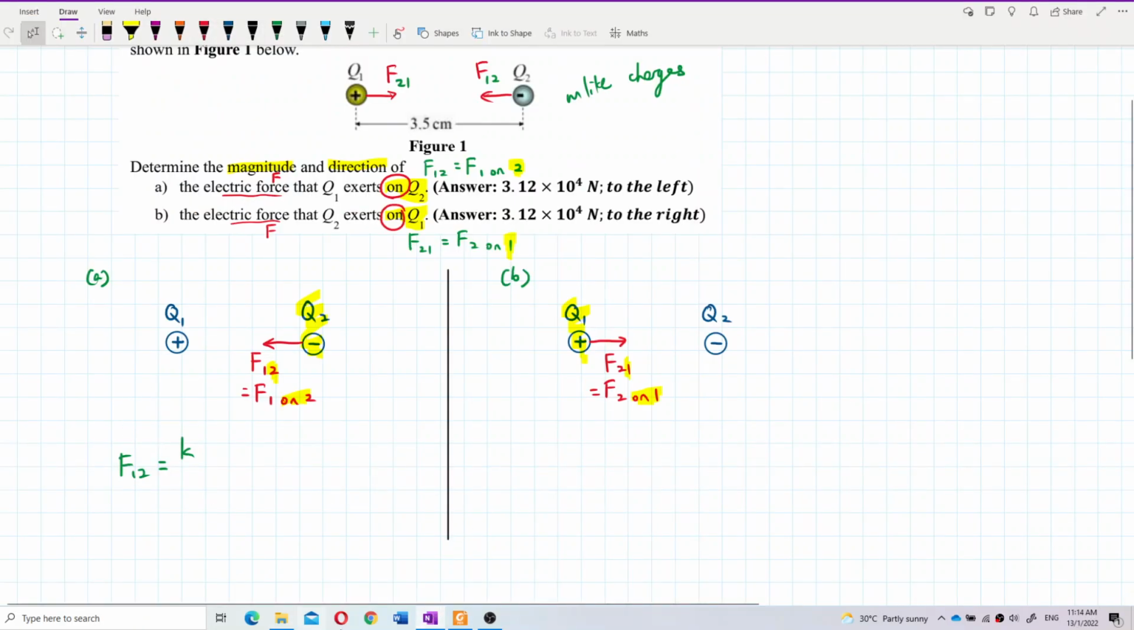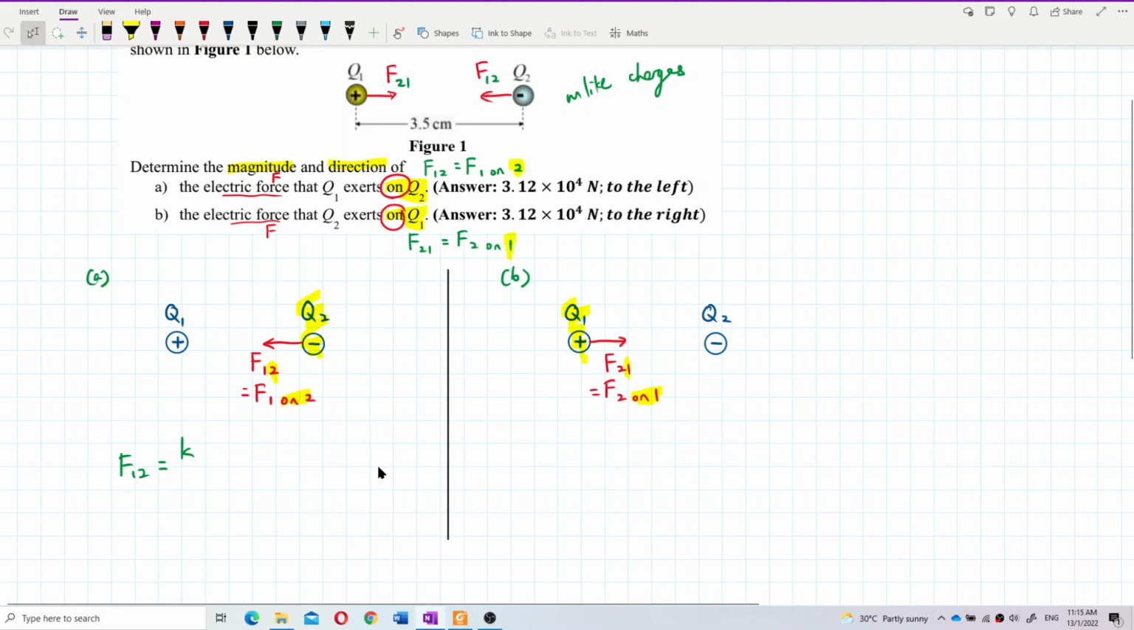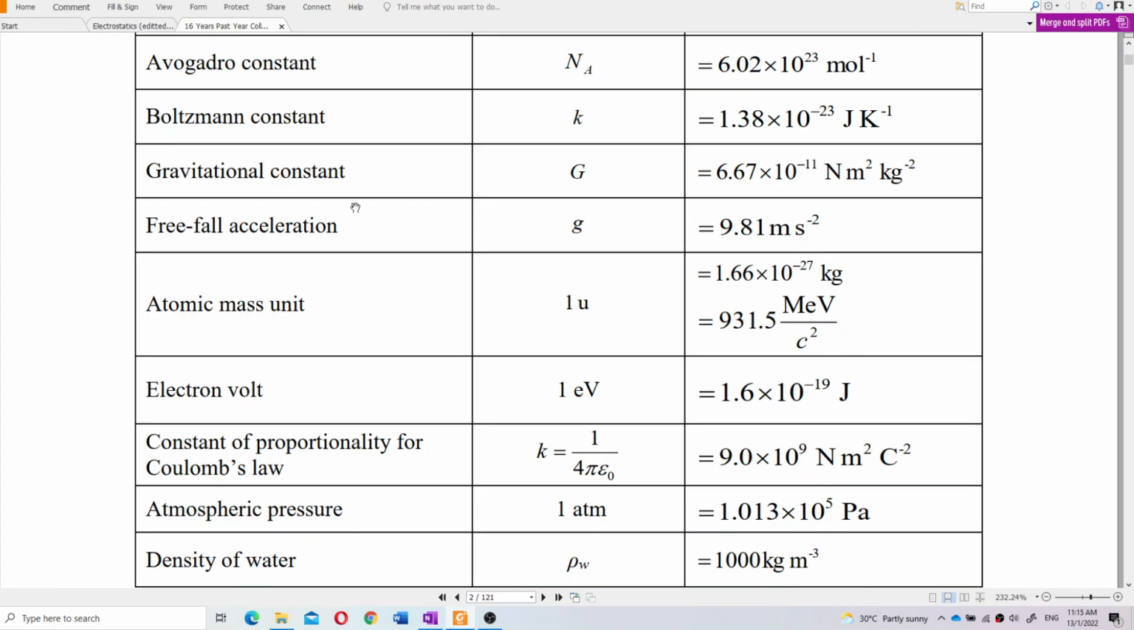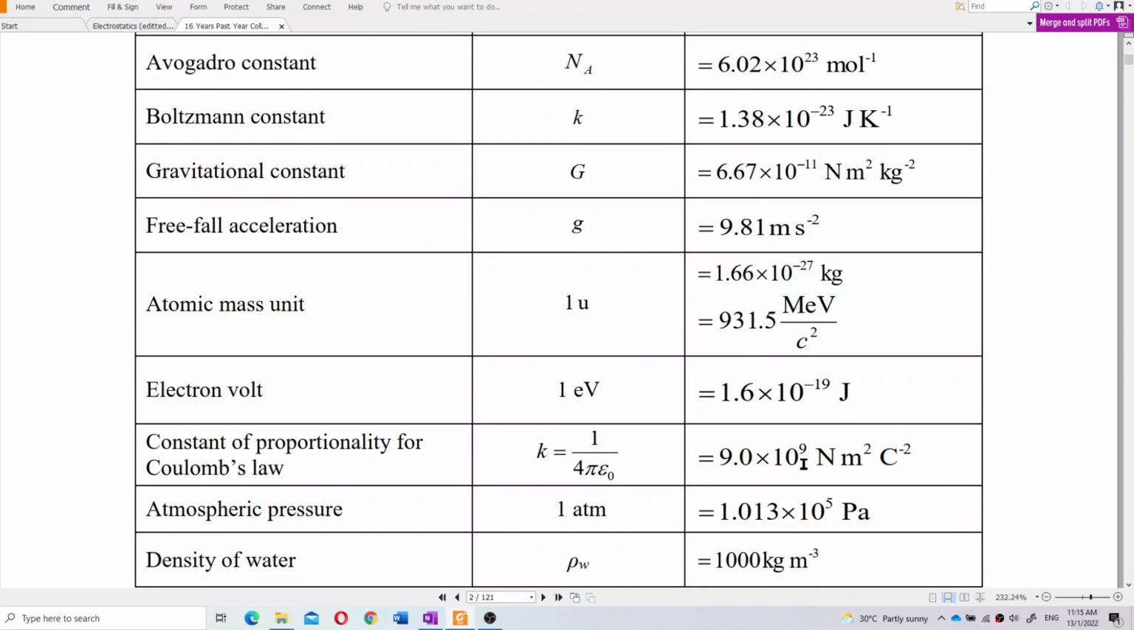Let's write down the formula first. The formula is kq over r square. So this is kq1 q2 over r12 square, because this is the force between charge 1 and 2, so q1 and q2. All right, now let's substitute the value. What's the value of K again? The value is 9 exponent 9, not the 1.38. Be careful, it's 9 exponent 9.